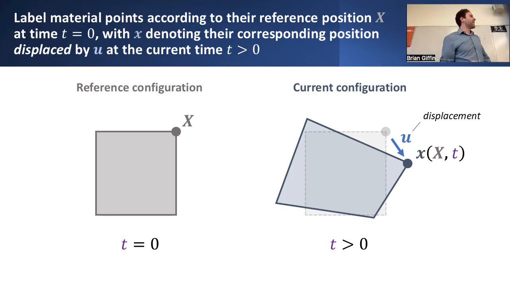Now, at some later time, maybe this particular material point moves or displaces by some finite amount. And its new position, which I'll call lowercase x, will certainly depend on how far that point has displaced. And I can measure the particular displacement of any given point, depending on where it was originally.